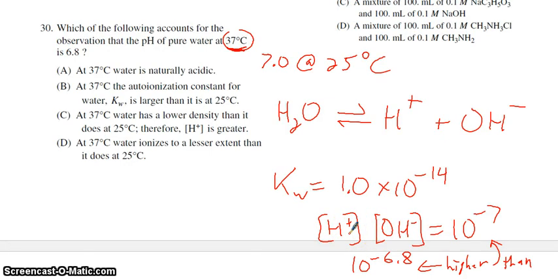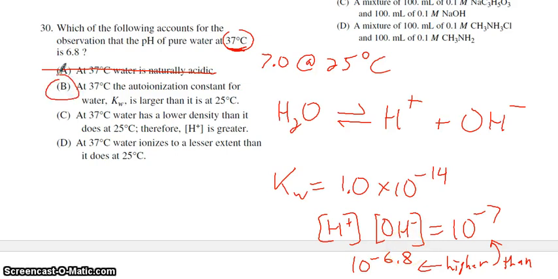Let's see which matches that. A says the water is naturally acidic. That makes no sense. Just cross that out. B says at 37 degrees Celsius, the auto-ionization constant for water is larger. Okay, that would make sense because if the K is larger, that means our numbers are going to be larger. That one makes sense. Let's hold on to it.